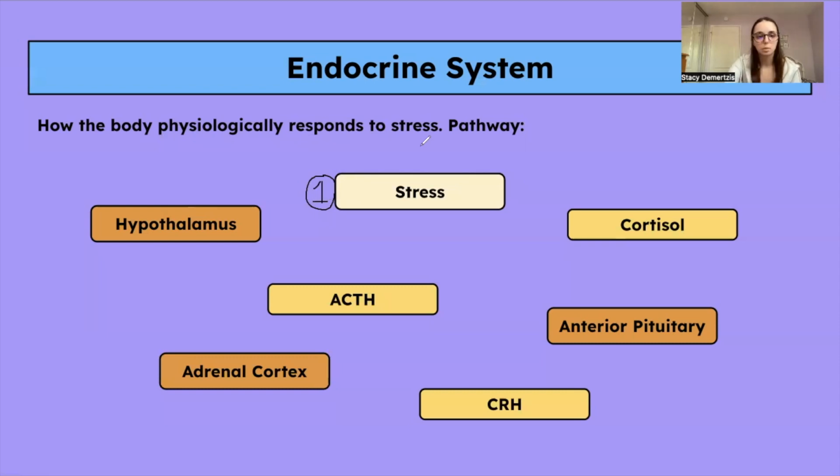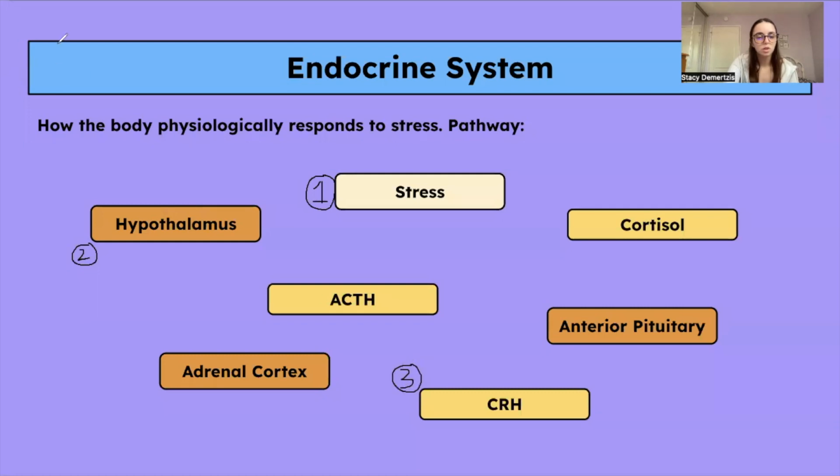So now we got to think about the pathway. Yep, the hypothalamus. So number 2, that's the second step. We got stress. It's going to trigger the hypothalamus. Now, what would the next step be? Think about the 3 hormone pathway. The hypothalamus is going to secrete a hormone. Now, what hormone would that be? The CRH, yep.